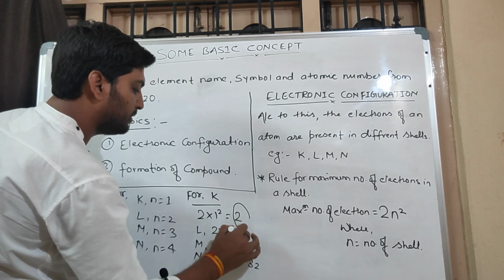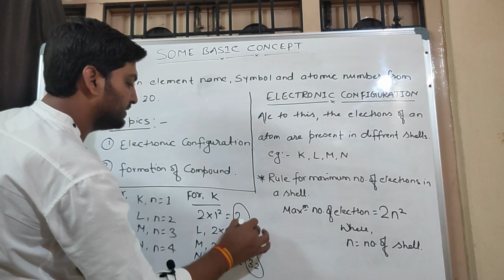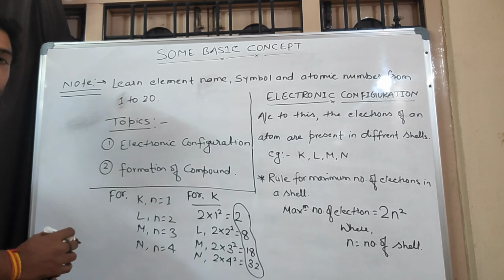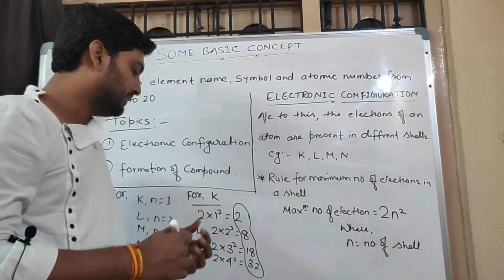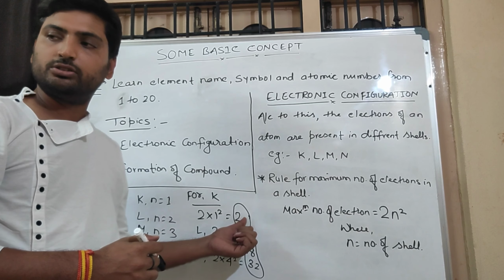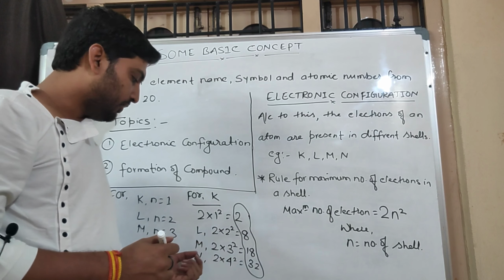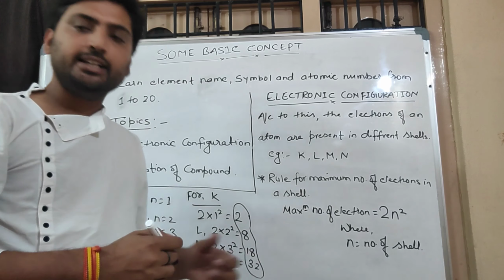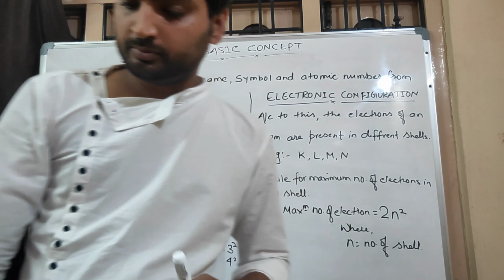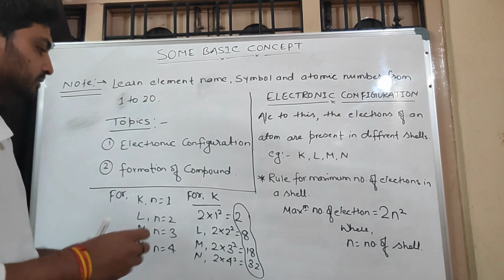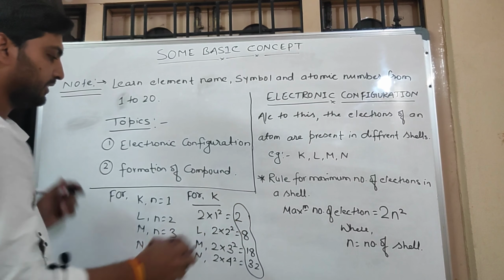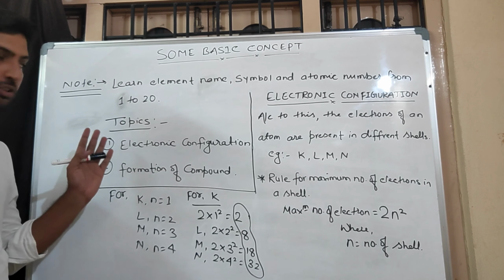These are the maximum numbers of electrons that can be present in the K shell, L shell, M shell and N shell. For K, the maximum number of electrons that can be present is 2. For L, it is 8. For M, it is 18. And for N, it is 32. Okay. Now, let's start the electronic configuration. Note it down or take a screenshot of it.